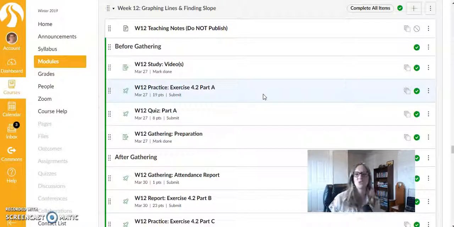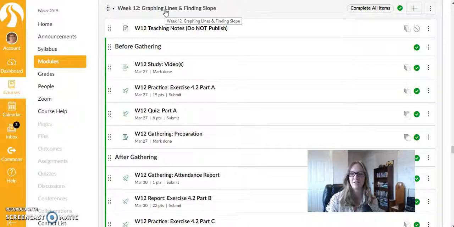Right, we've made it to week 12, getting close to the end of the semester, only a few weeks left. So let's look at what you've got going on for this week. So dealing with graphing lines and finding slope.